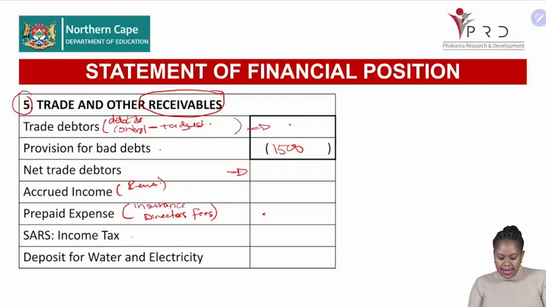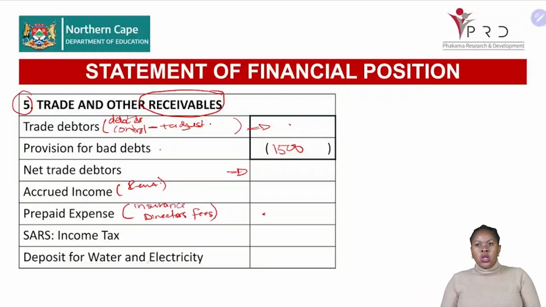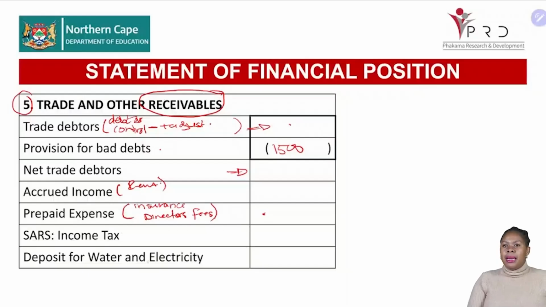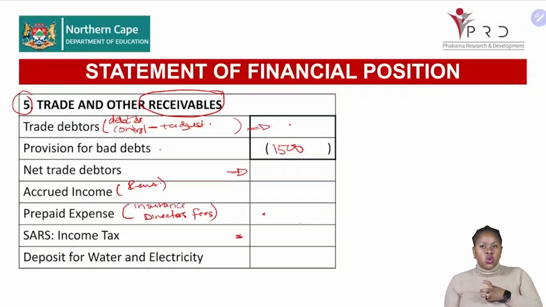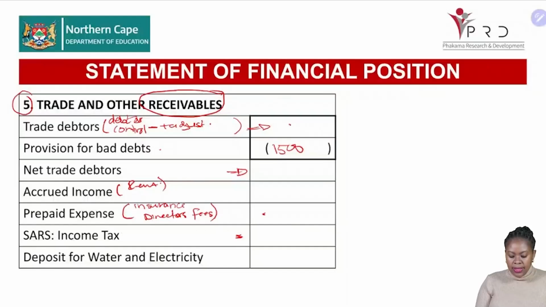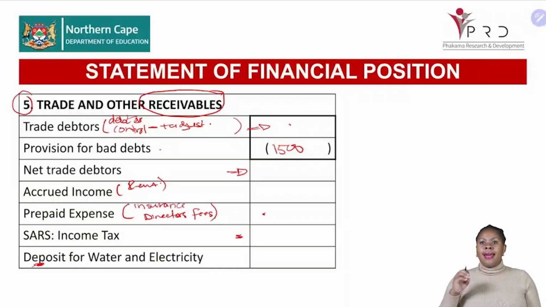Then the SARS income tax. Now that is the SARS income tax that we have paid more than what we were supposed to. So the income tax is maybe 1 million. We have paid 1,200,000. So SARS has our 200,000. All right. So then it will be over here. Then we write the amount that we have paid in advance, or that we paid too much of, the excess 200,000. Then if we have paid towards a deposit for water or whatever deposit that we've actually paid, then that particular institution has our money.